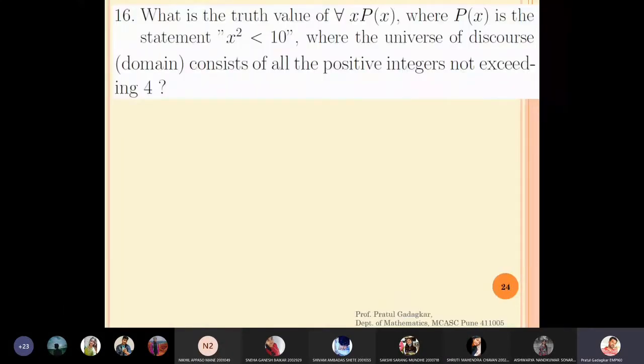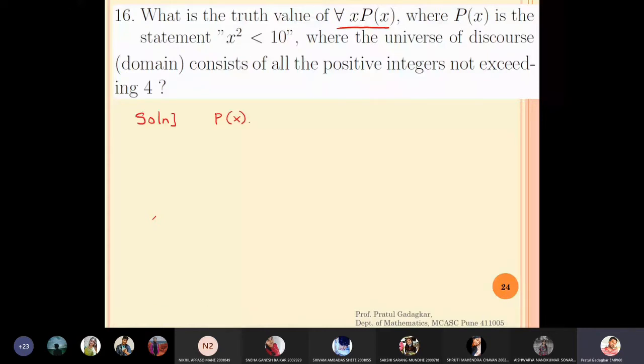Okay, so now we will solve this next problem. What is the truth value of for all x P(x), where P(x) is the statement x squared less than 10? So let me write what P(x) is here. P(x) is the statement x squared less than 10. Okay, and what is the universe of discourse?